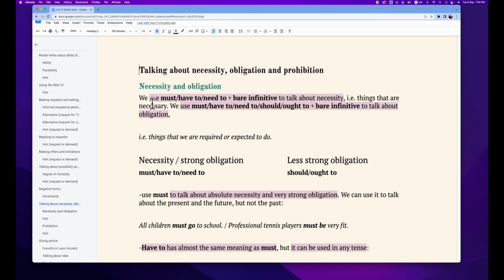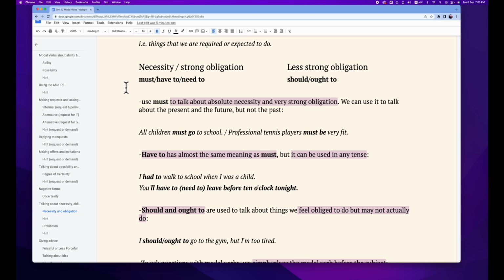Necessity. We use must, have to, need to plus a bare infinitive to talk about necessities, something you have to do. For example, things that are necessary. And we use must, have to, need to, should, ought to, plus a bare infinitive to talk about obligations. Necessity: must, have to, and need to. And less strong obligation: should, ought to.